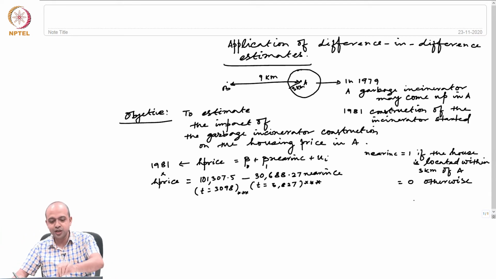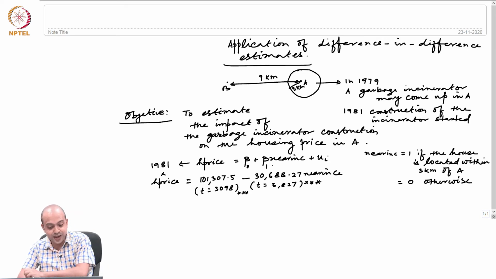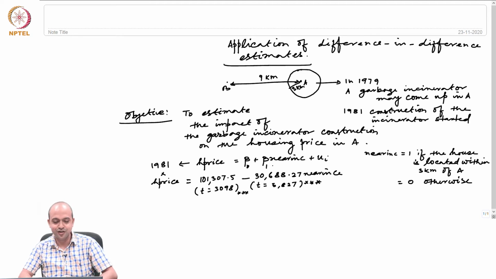What is the base category? The house which is located far away from this. And beta 1 indicates the difference in the housing price between place B and place A. Since the difference is negative and significant, I will say that in 1981 the housing price in A on average is 30,688 less than the housing price in B. That is the interpretation you can derive.